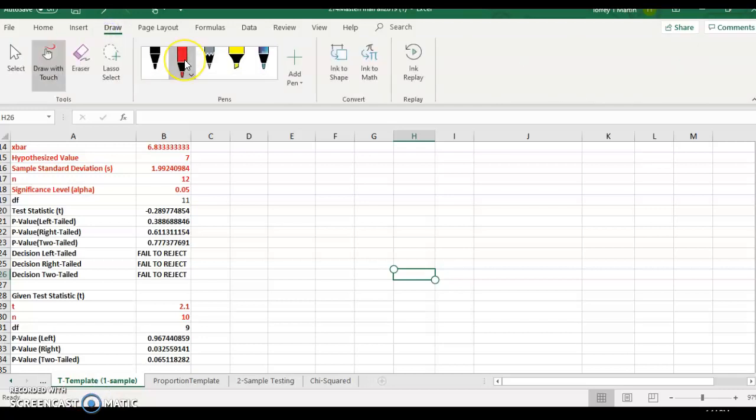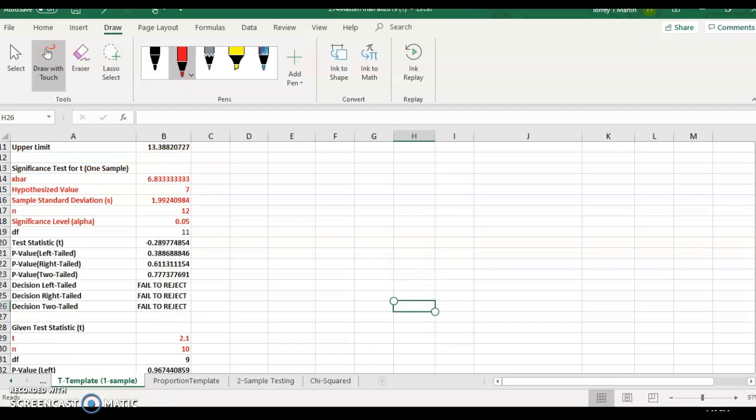See if I can hang on. So we're going to want the T template one sample here at the bottom, and we're going to want to use this significance test for T sample, this guy right here, which is the second one on the sheet.